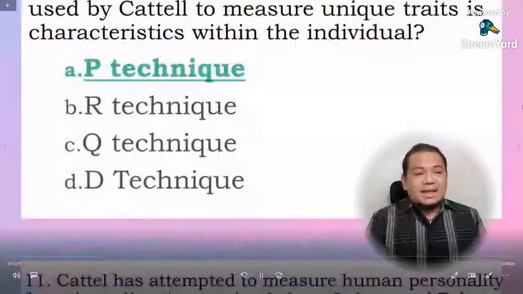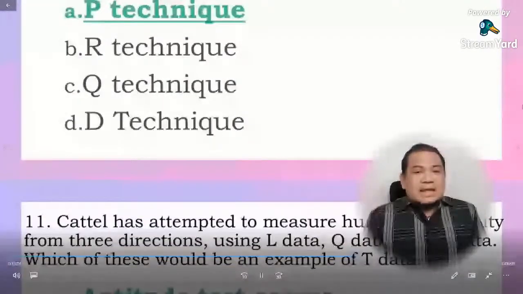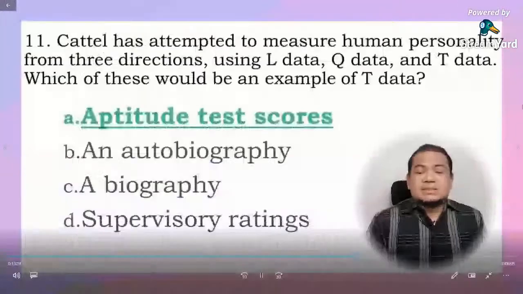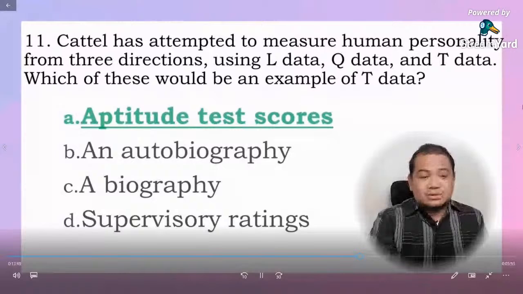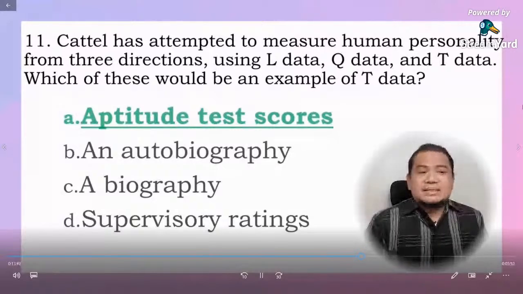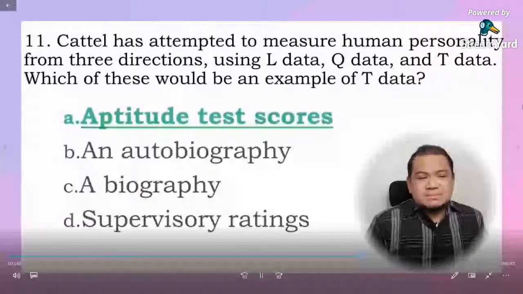Cattell has attempted to measure human personality from 3 directions using the L data, Q data, and T data. Which of these would be an example of T data? The answer, it's letter A, aptitude scores. Cattell used 3 different media of observation to examine people from as many angles as possible.